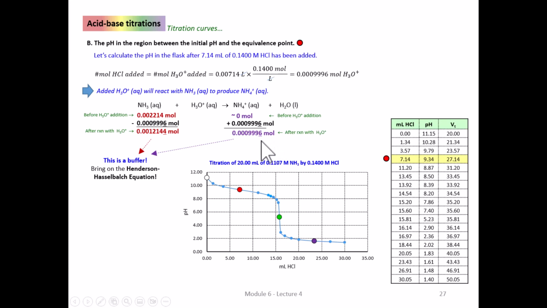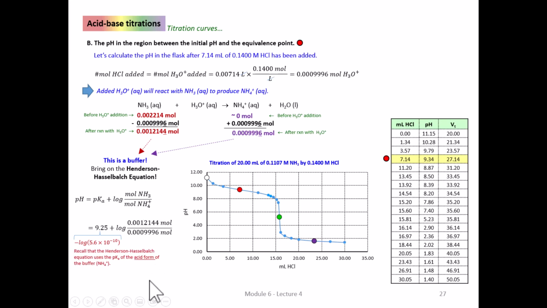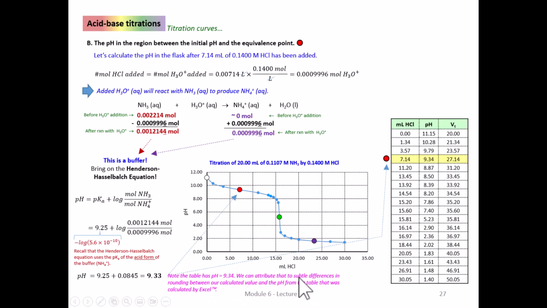Well, we have a situation where we have significant amounts of both a weak base and its conjugate acid, so we have a buffer. If we roll out the Henderson-Hasselbalch equation, the pH would be the pKa of the acid form of this equilibrium, the pKa of the ammonium ion, plus the log of the ratio of the moles of the base form over moles of the acid form, and we get a pH of 9.33. You notice in the table here, the pH says 9.34. There's a subtle difference in the two values we get here and here. In the table, this was calculated from Excel. There's just some subtle differences in rounding.